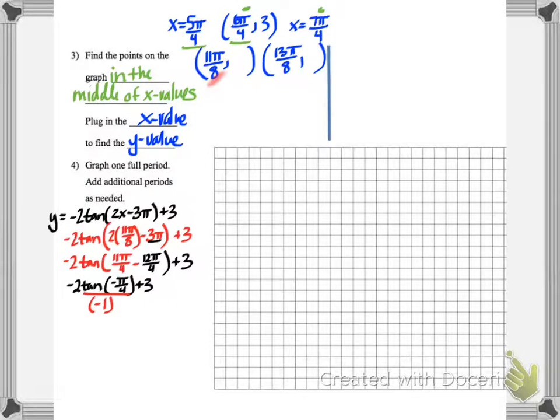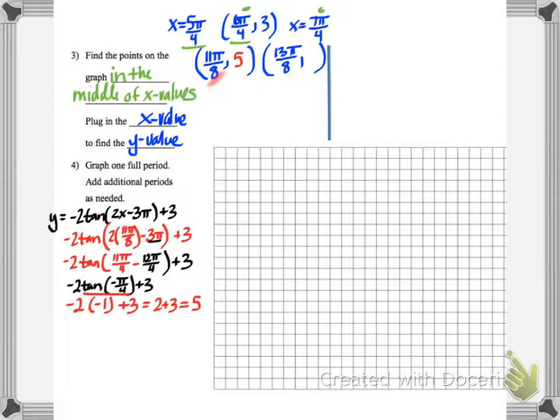So that's easy because that's why I plugged in that point, because it's going to give me an easy value. I know tangent of negative pi over 4 is negative 1. Look at your unit circle. Make sure you confirm that, but you should have that value memorized. Times that by negative 2 and add 3. So I end up getting 2 plus 3, which is 5. So I found the second part of my coordinate, my x and my y.